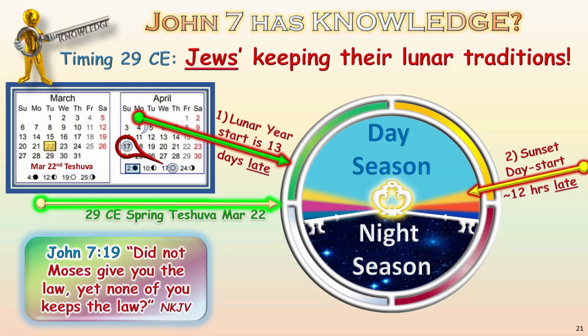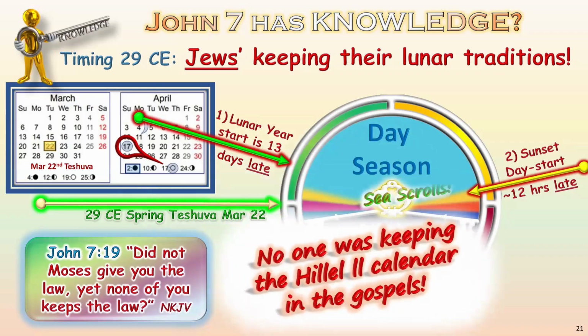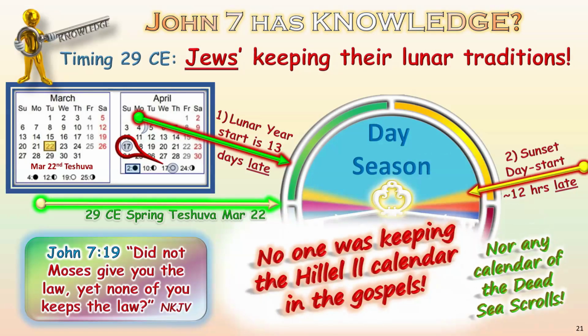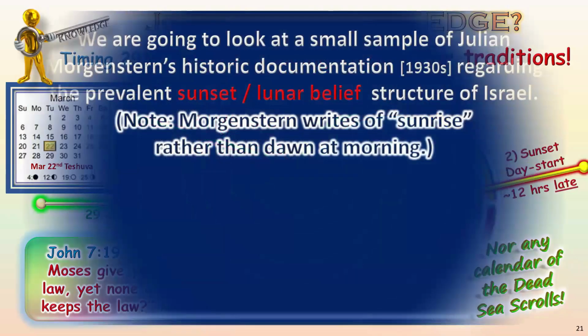What would that law include? Would it include some of the worship statutes, the set apart times that they're to be keeping? I can tell you, no one was keeping the Hillel 2 calendar in the Gospels, and there was no calendar being kept from the Dead Sea Scrolls either. And there was no calendar being kept by Yahusha that had anything to do with sunset or lunar timing.